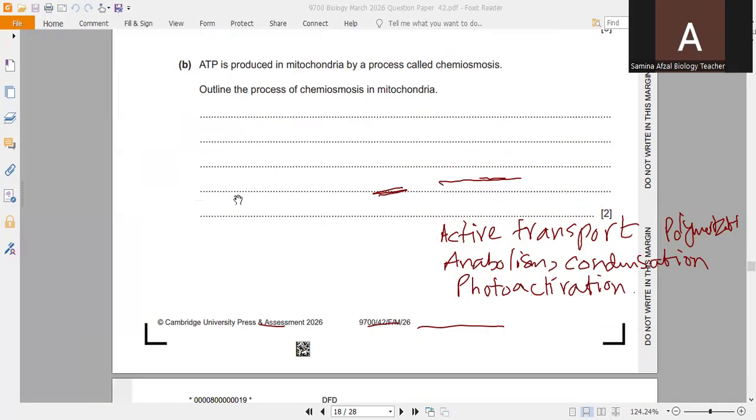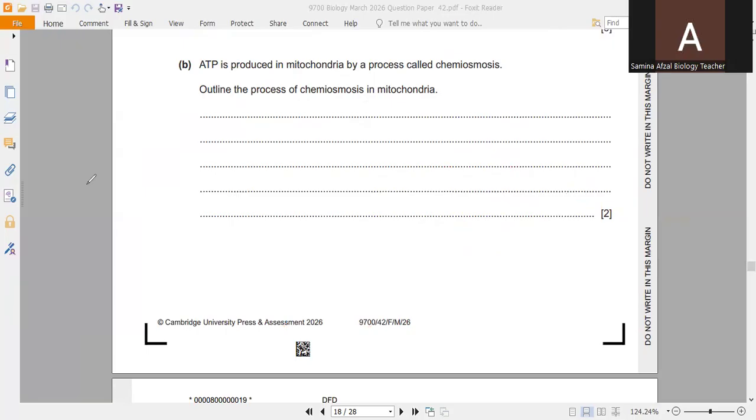Now there is part B. ATP is produced in mitochondria by a process called chemiosmosis. Outline the process of chemiosmosis in mitochondria. First of all, proton pumping takes place as high energy electrons pass along the electron transport chain located on the inner mitochondrial membrane. Released energy is used to pump hydrogen ions, and this establishes a high concentration gradient of protons and an electrochemical gradient across the inner membrane.